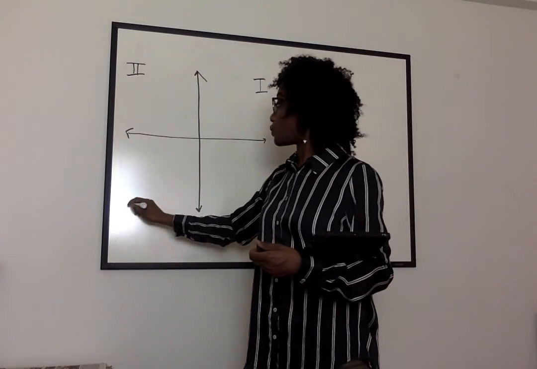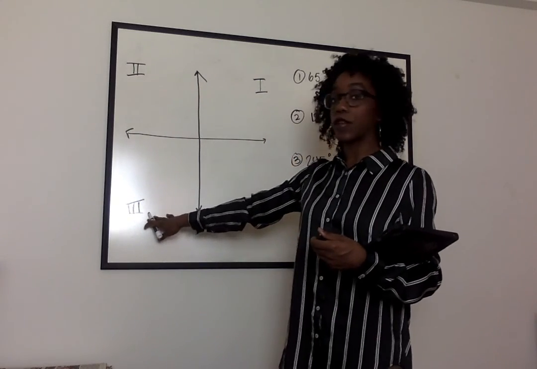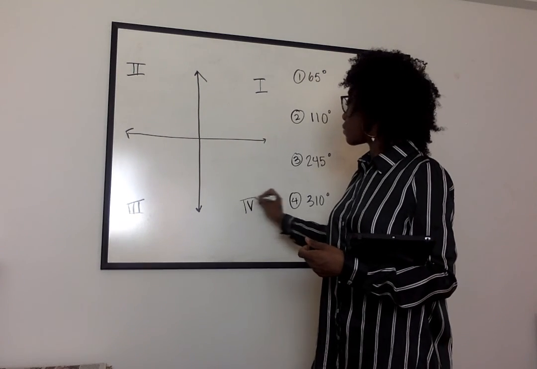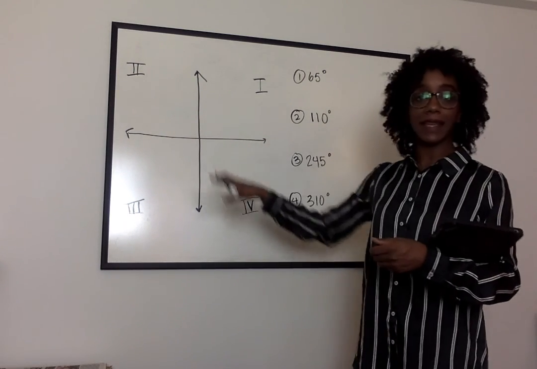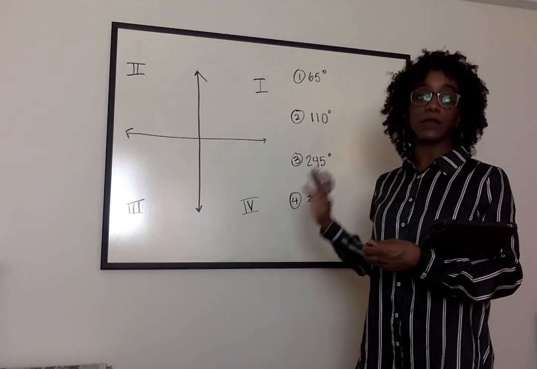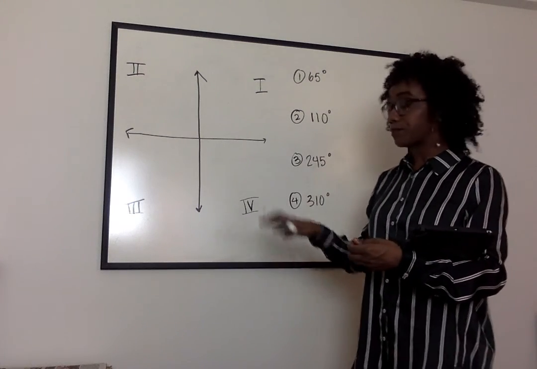Our third quadrant will be here. This is how we indicate Roman numeral 3. And our fourth quadrant will be here, and this is how we indicate Roman numeral 4. Make sure you have this in your warm-up labeled correctly, okay? Before you submit your worksheet, make sure you label your warm-up correctly like that.